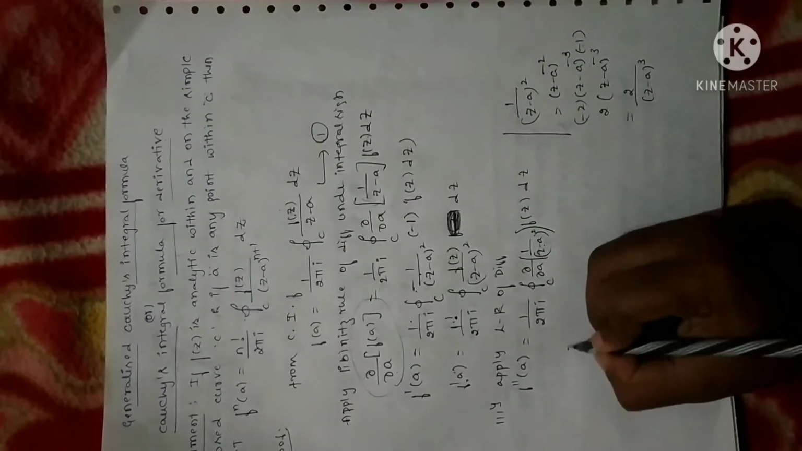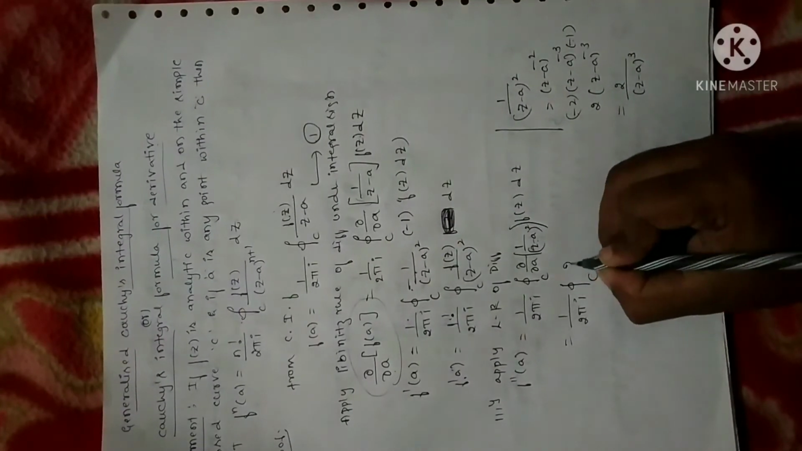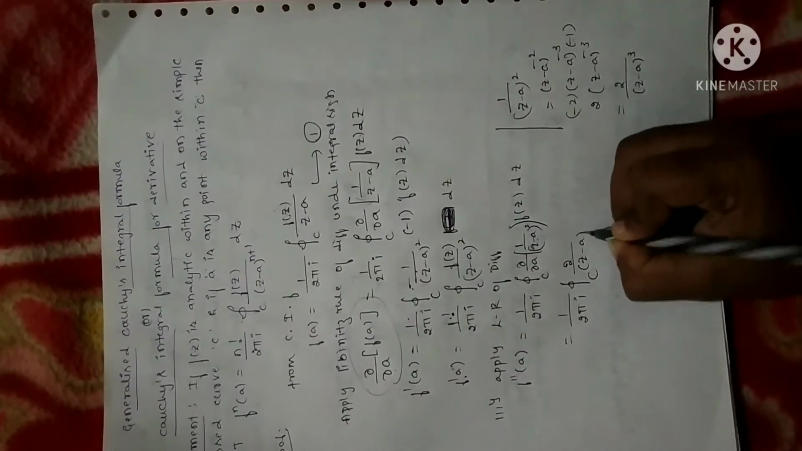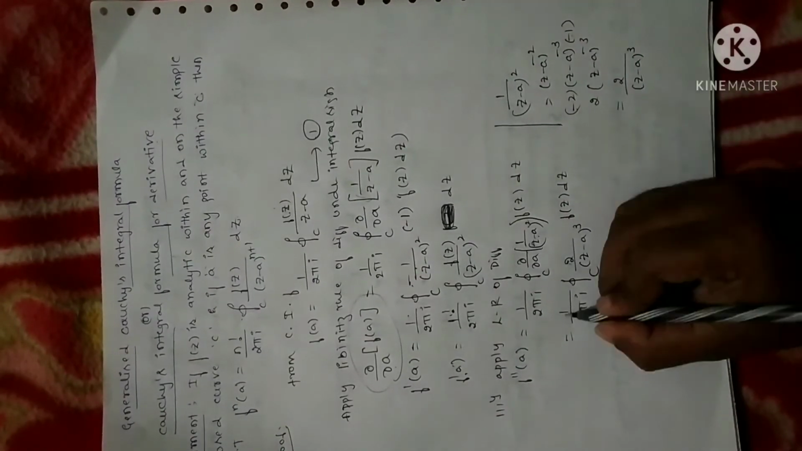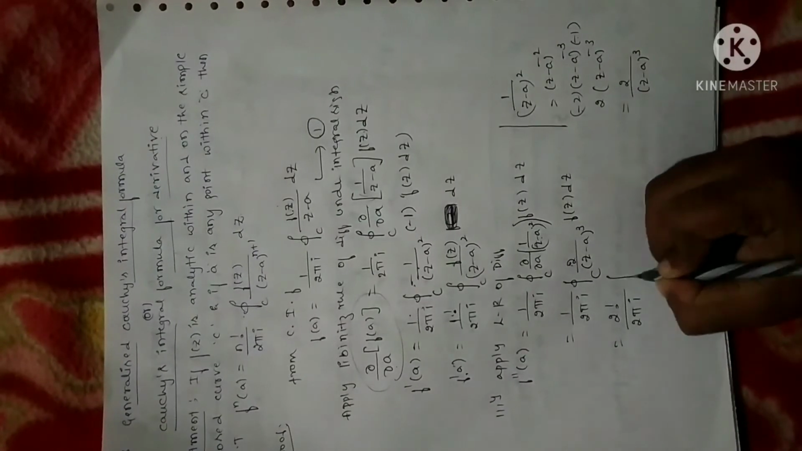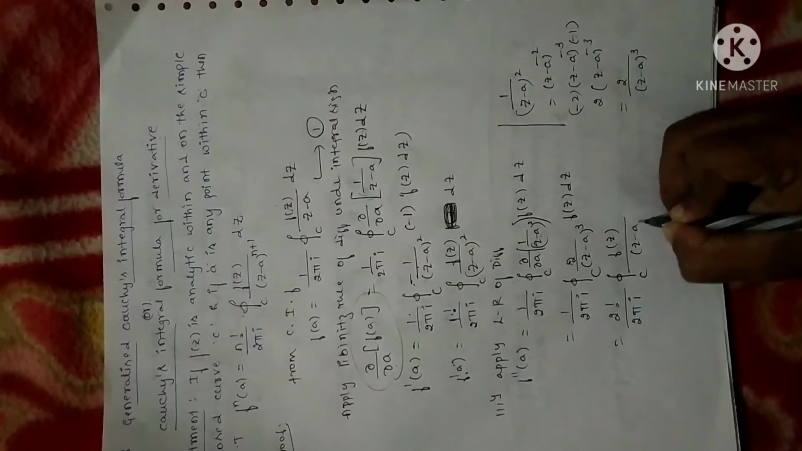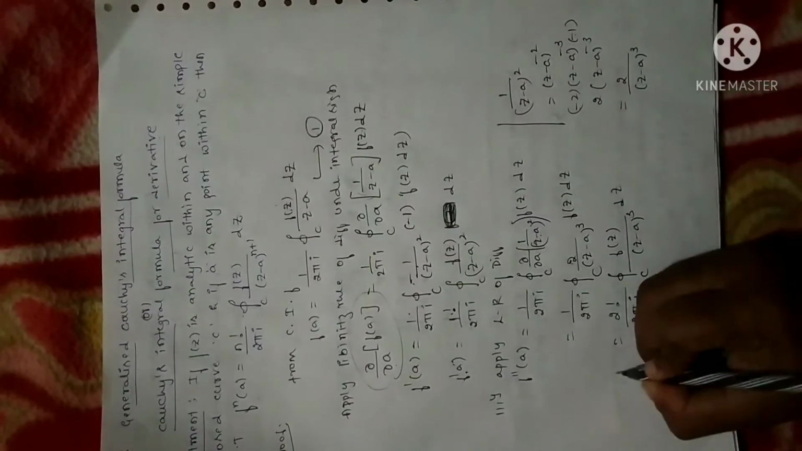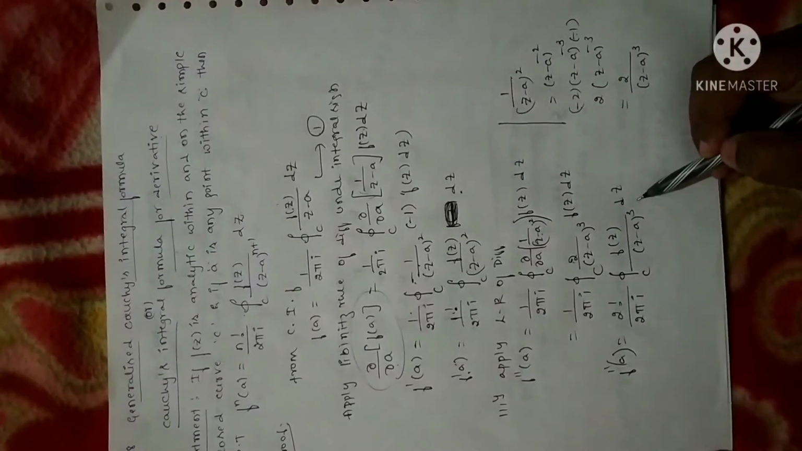Fine. So I'll just write here 2 pi i into, after differentiation what you're going to get, 2 into (z minus a) whole cube f of z into dz. So instead of cancelling, I can write this as 2 factorial divided by 2 pi i into integral over f of z divided by (z minus a) whole cube into dz. Fine. So for the first time I have obtained this, for the second time I have obtained this.